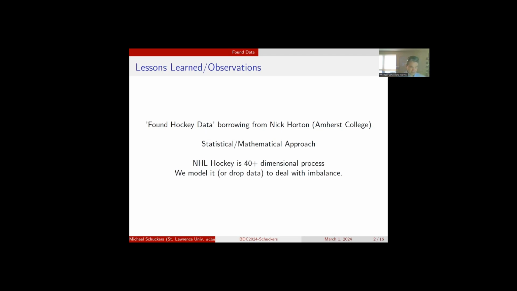When we think about hockey data, it is a many-dimensional process. You can think about each player, their location, speeds, all of those sorts of things that you can get from the Big Data Cup data. I'm going to use some NHL examples, but all of the things pass over to the hockey tracking data that you're going to be working on for this competition. So we model it, or we try to deal with some of the imbalances that come about because the data is not intentionally collected.